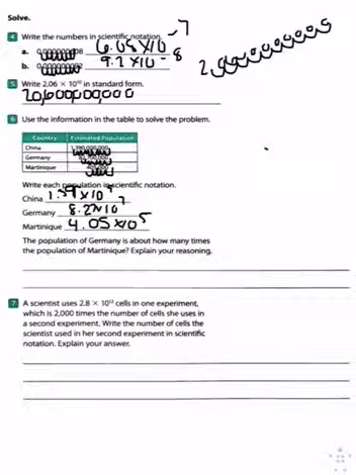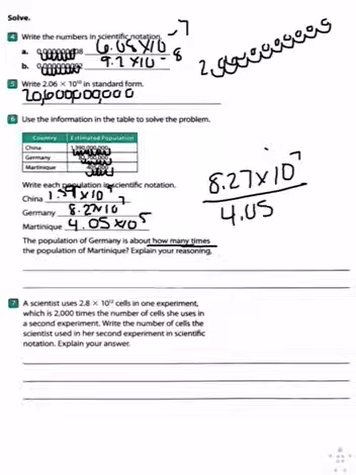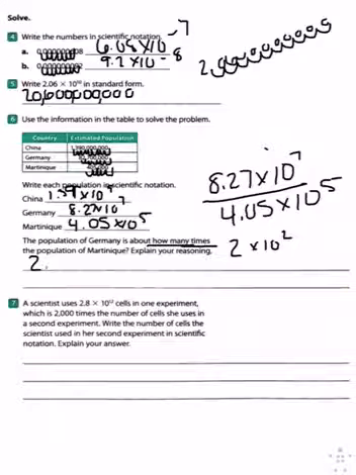It says the population of Germany is about how many times the population of Martinique. Explain your reasoning. Times means multiply, but how many times means how many times greater. So you're going to divide. I'm going to divide 8.27 times 10 to the 7th divided by 4.05 times 10 to the 5th. When you solve that, 8.27 divided by 4.05, you get about 2. It's a big long decimal, so I'm going to round it to 2, times 10 to the 2nd power. But I take that decimal and I move it 2 times, so I get 200. 200 times greater.